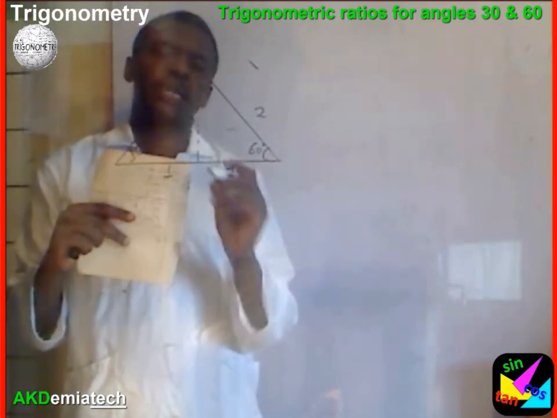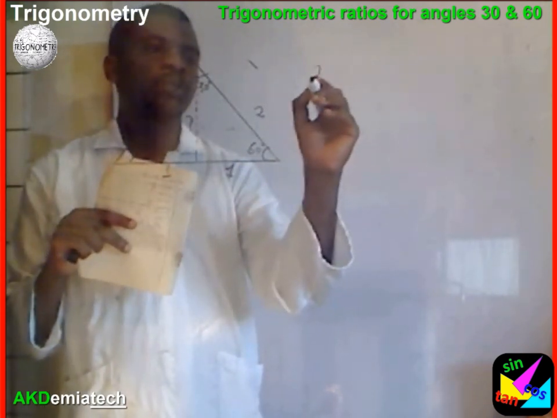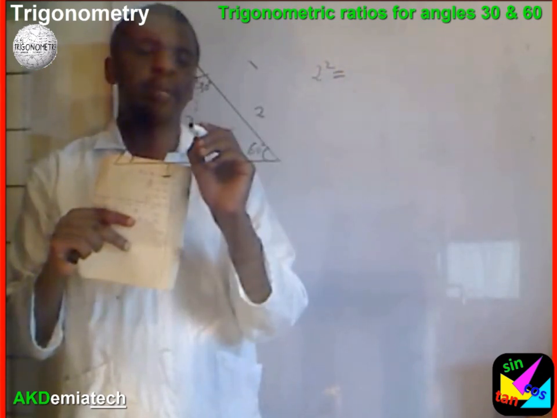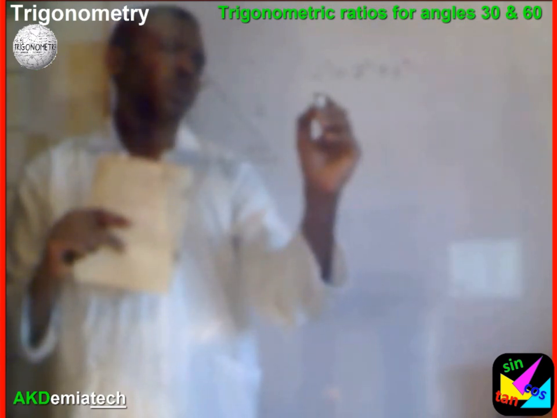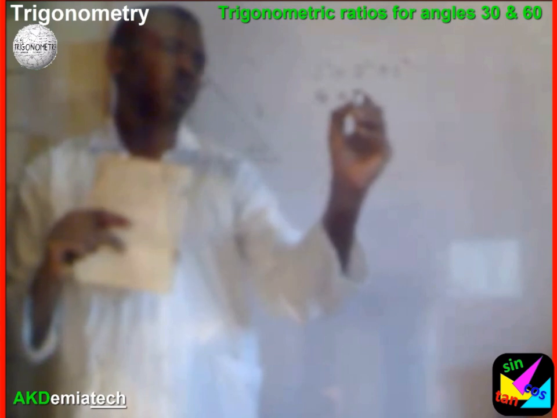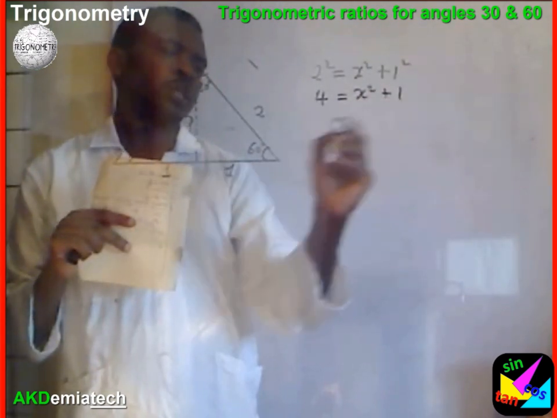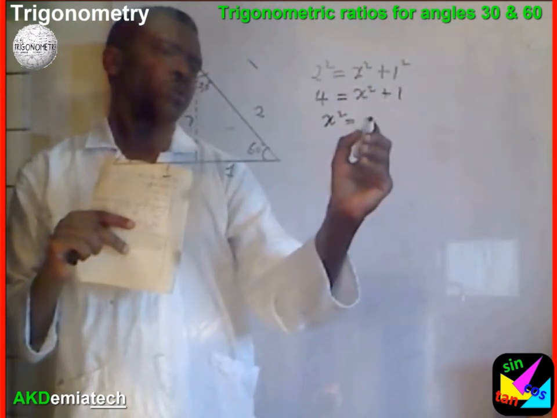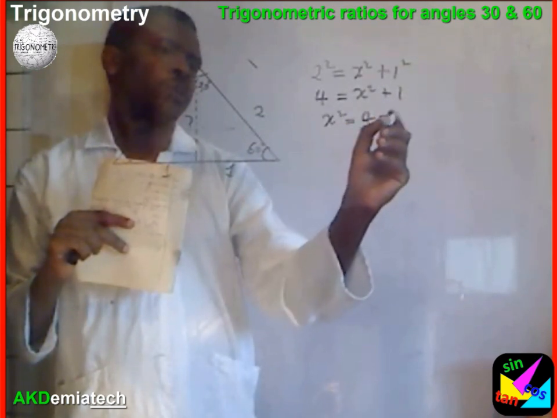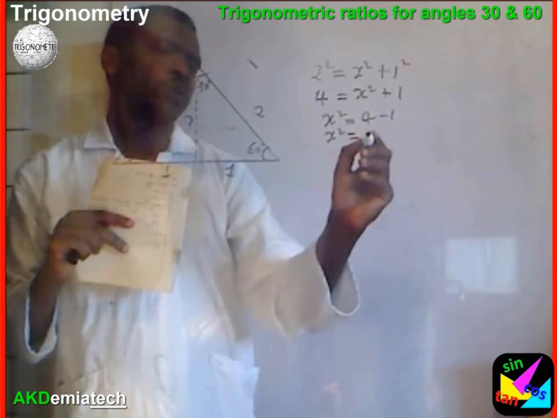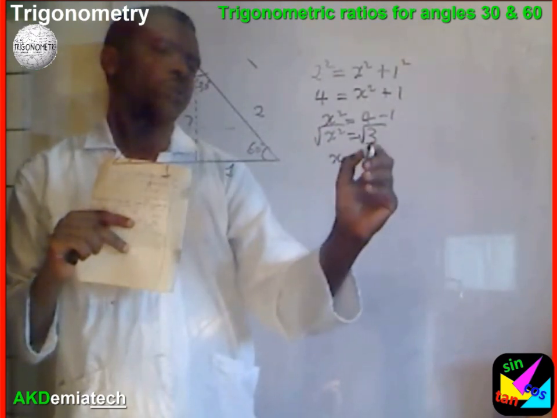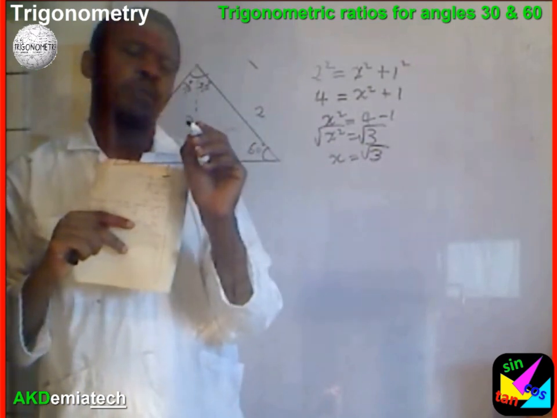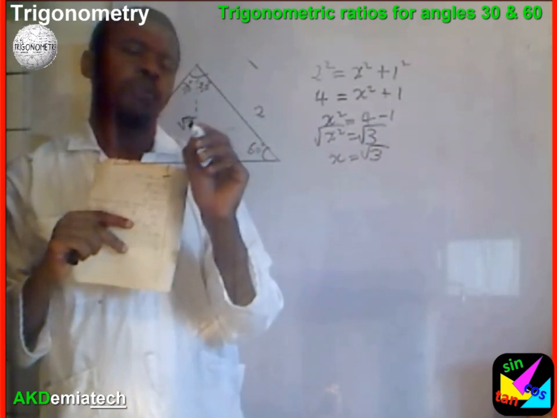From Pythagoras theorem, I'll say 2 square is equals to what I don't know here, let's call it x square plus 1 square. So 4 is equals to x square plus 1. X square is equals to 4 minus 1, x square is equals to 3. I take square root on both sides. X is equals to square root of 3. That's what I have.